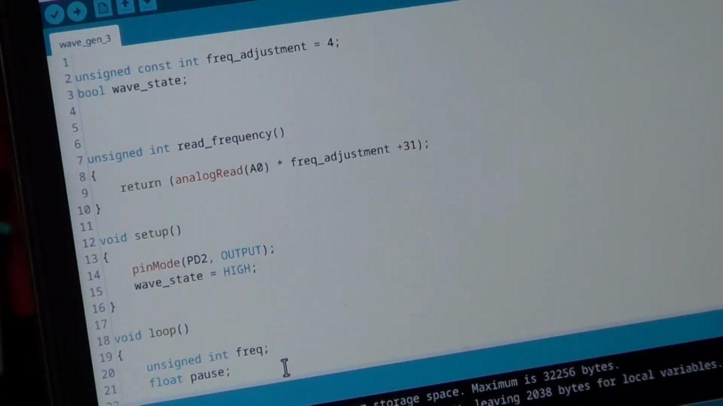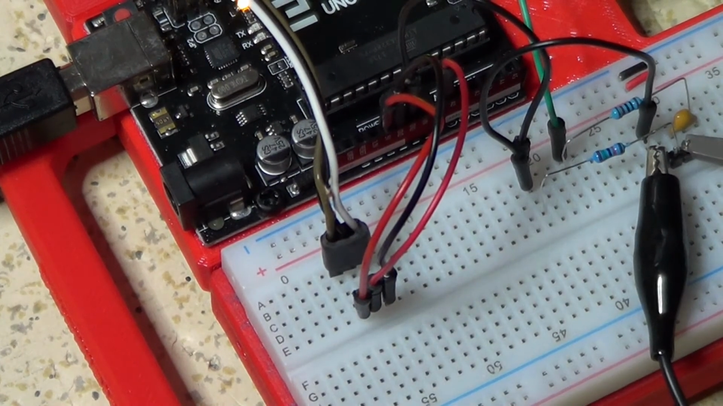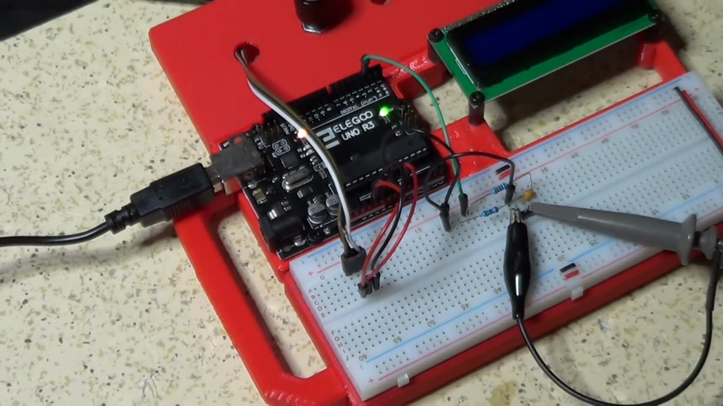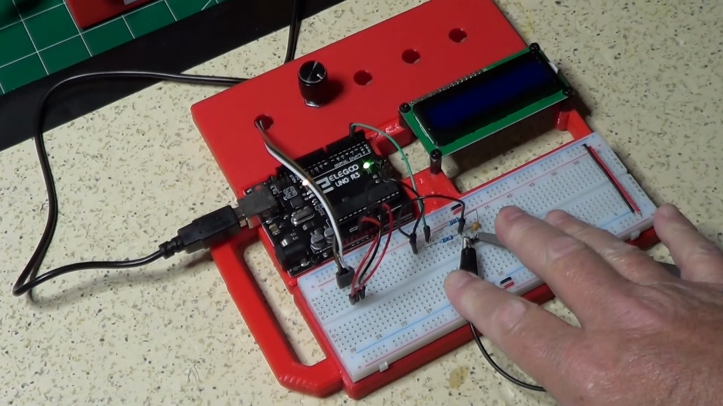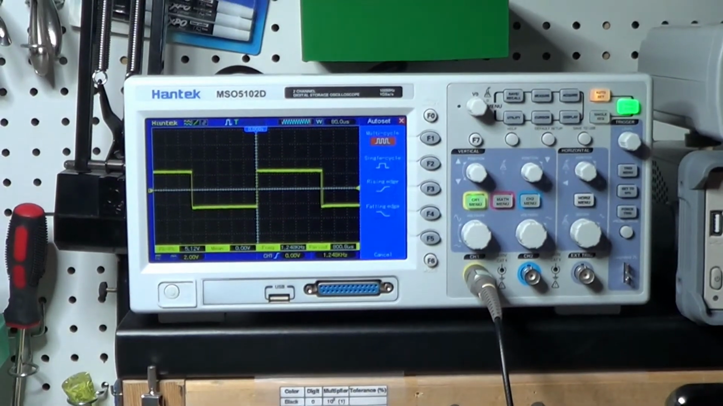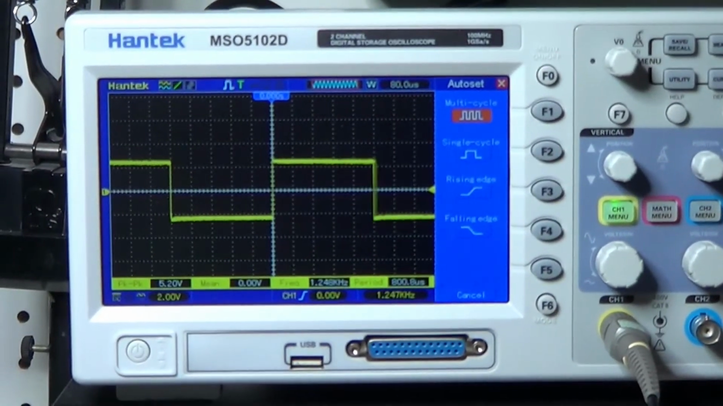It's uploading now. Okay, and now let's take a look at the oscilloscope of what's going on. Remember that this circuit has not changed with respect to what we did before. It's exactly the same one, and it still has the oscilloscope connected over here, so we just need to go over there and see how it behaves when we move the potentiometer to control the frequency.